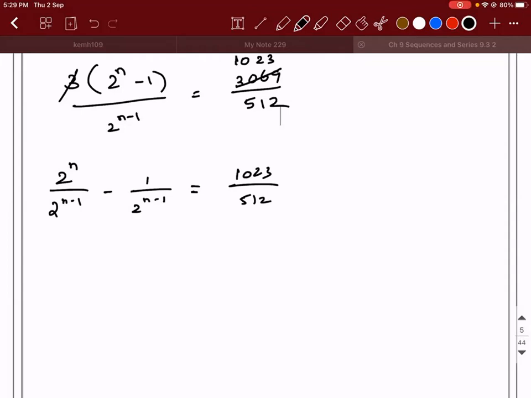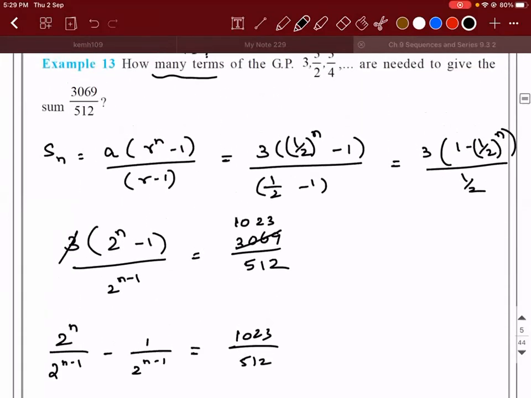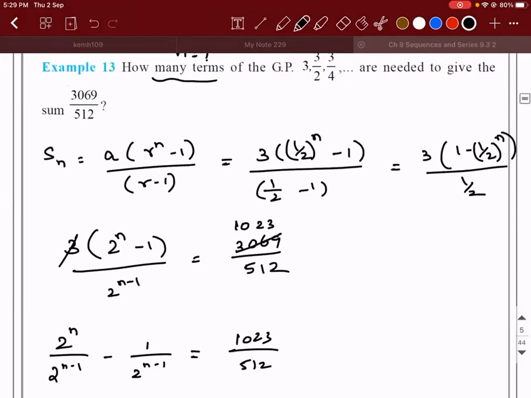Sir, could you scroll up once? Yeah. What up? Sir, it will be 6 into 2 power n minus 1 upon 2 power n, right? 6 into 2 power n minus 2 power n by 2 power n. That's what you told, no?